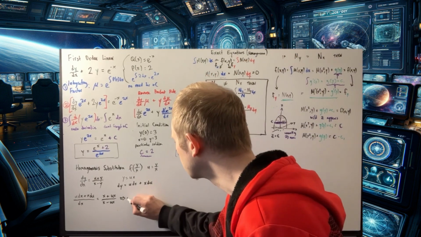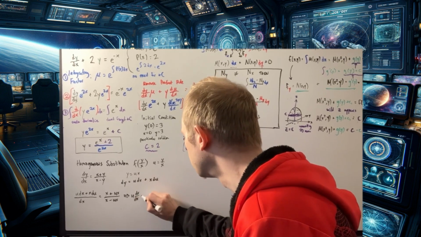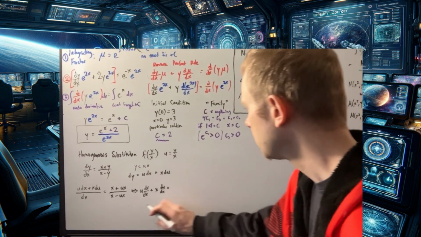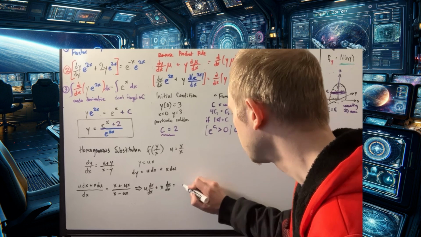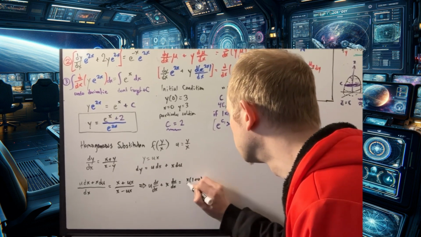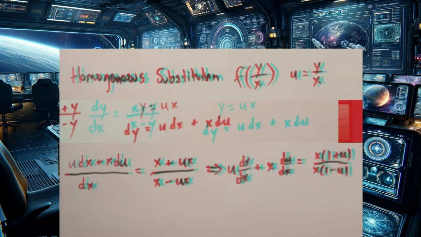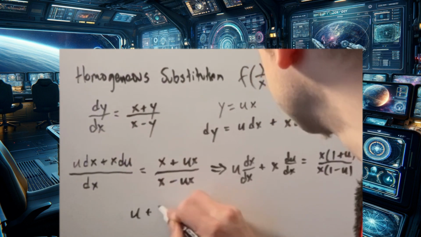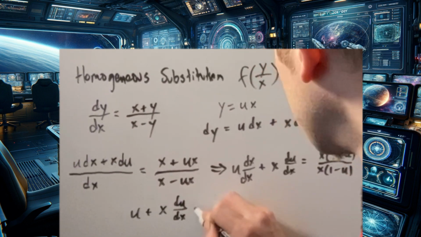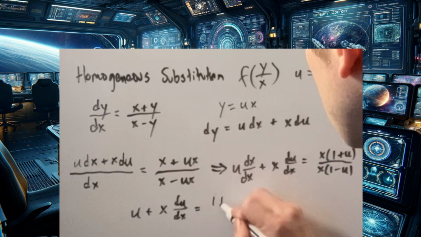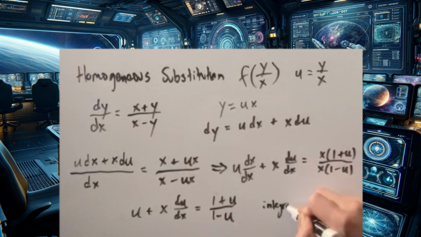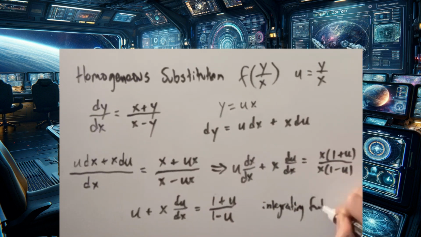If we want to evaluate this, then we'll get u, and then we have dx over dx, plus x du over dx, and that's going to be equal to, on the right side we can pull out this x on both sides, so we get x times (1 plus u) divided by x times (1 minus u). We could take this one step further and evaluate dx over dx, which is just 1, so we get u plus x du over dx equal to, let's cancel out the x's here, 1 plus u divided by 1 minus u. And we can see that this is just going to be a first order linear equation which can be solved with an integrating factor. So that's essentially how we could solve this from here.